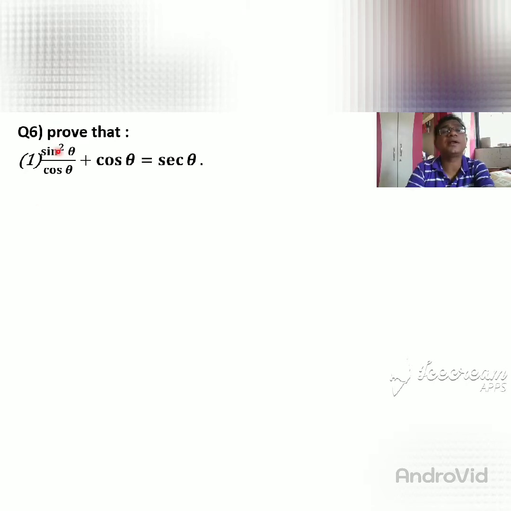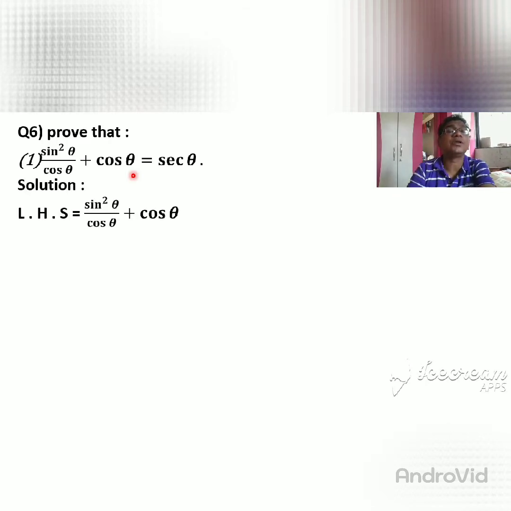But I am showing that the left-hand side, sin square theta divided by cos theta plus cos theta, is equal to sec theta. Okay, so see this is cos theta, and cos theta has no denominator, so the denominator is 1, so cos theta upon 1. So the LHS is sin square theta divided by cos theta plus cos theta, and here there is no denominator, so the denominator is 1.